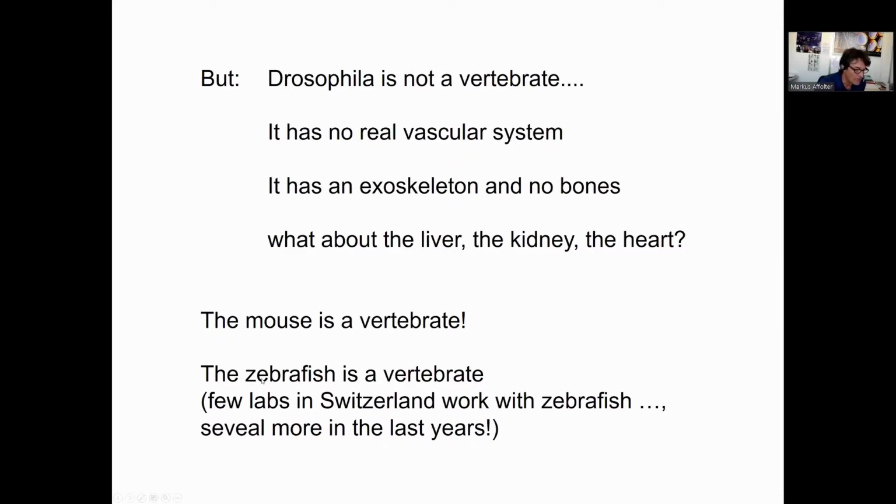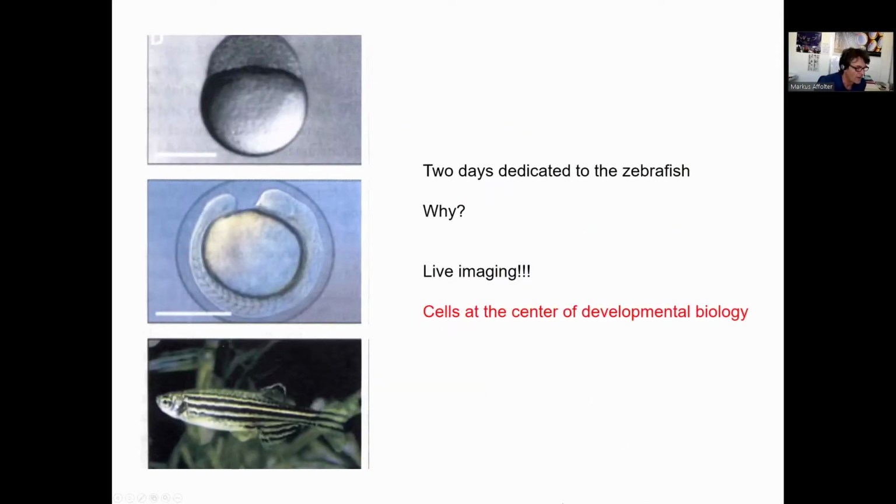Now we go to zebrafish, which is also a vertebrate. Few labs in Switzerland work with fish. There are more and more. So Alex Scheer, our director of the Biocenter, is one of the leading figures in the zebrafish field. I will not say much more. Henry can take over now, so we move from flies to fish.